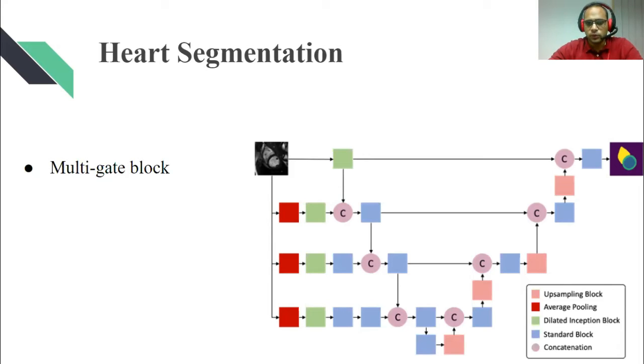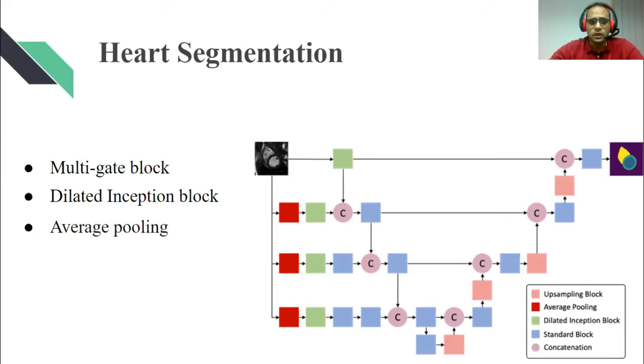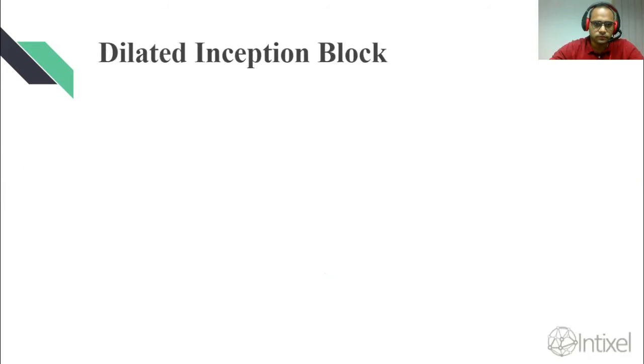The improvement that we added to the UNET architecture is the multi-gate block. The multi-gate block consists of two smaller blocks. The first one is the dilated reception block, and it basically gives the network multiple scales of the features in order to make it more robust to changes in size. Also, the average pooling, which serves as a context aggregator in the network, as will be discussed in the following slides.